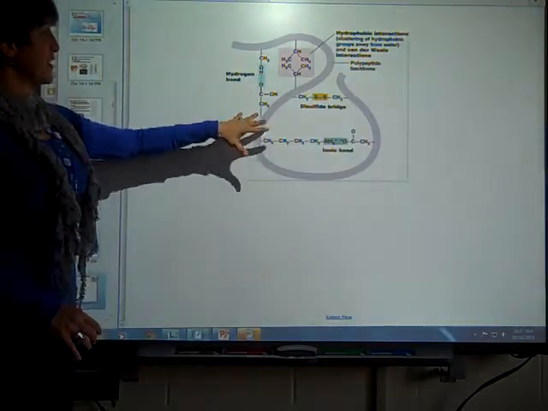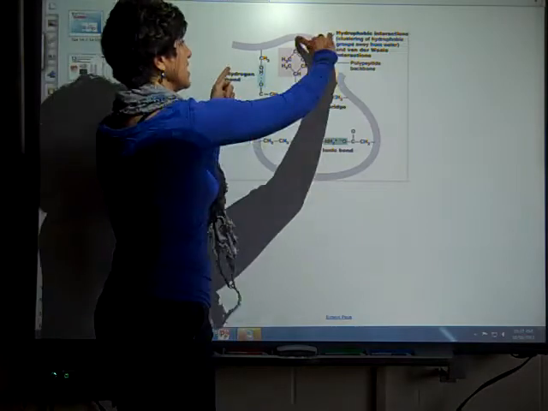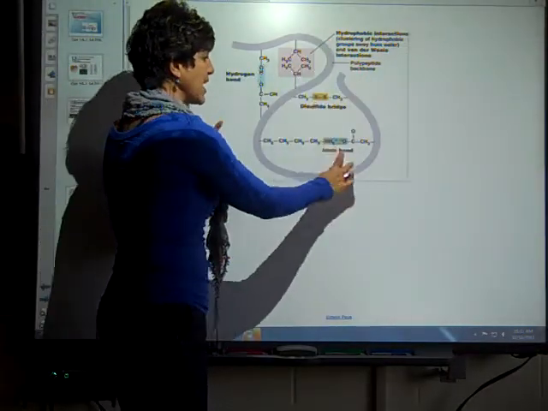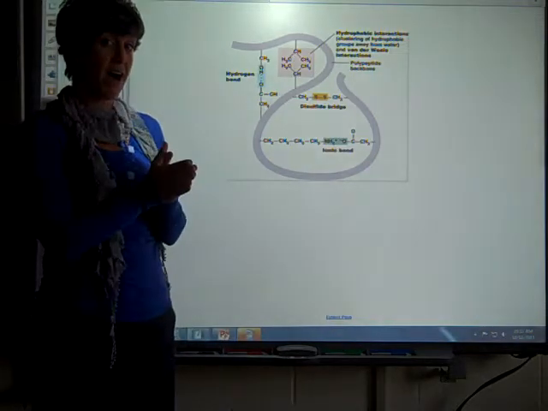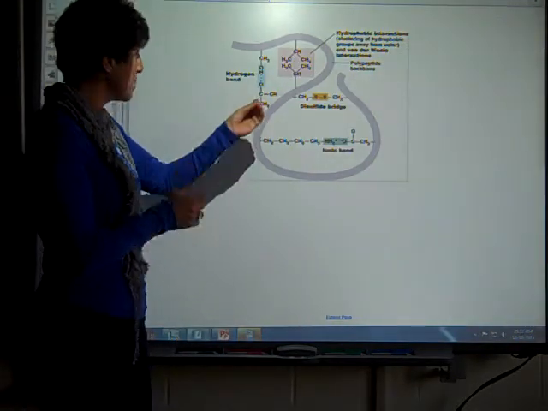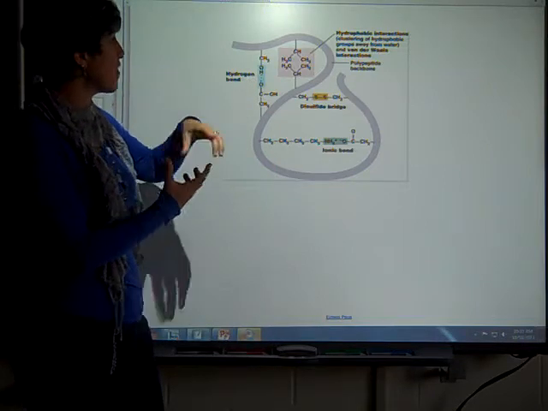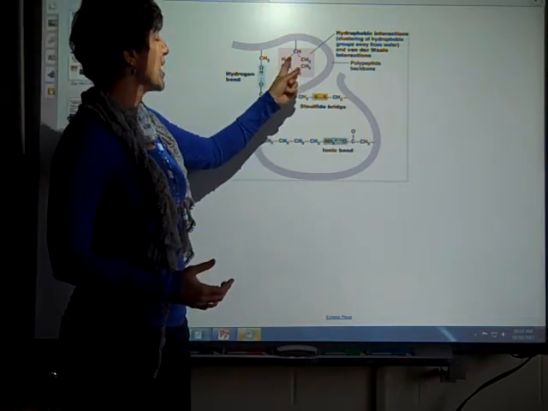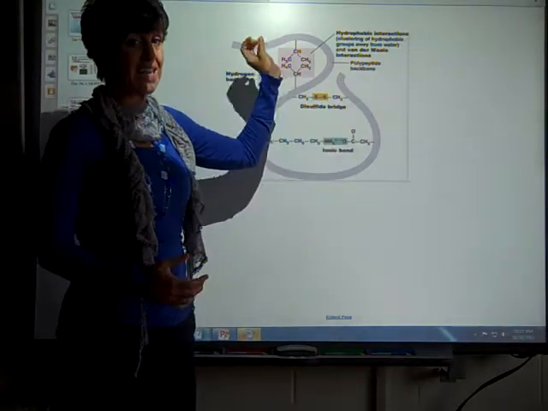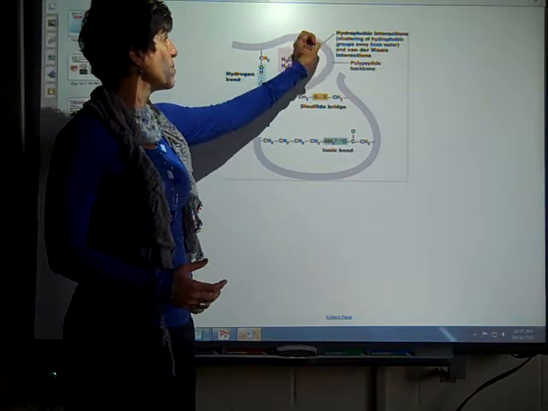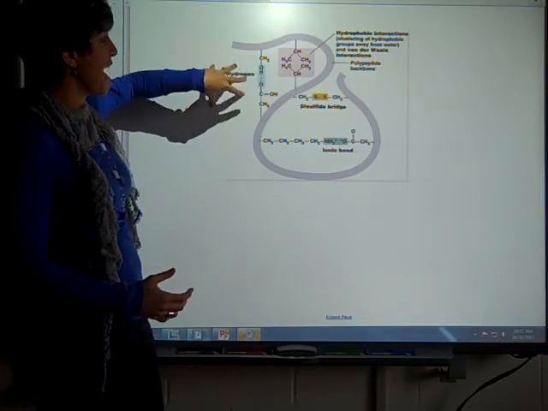This is an example. This is a picture. This is my polypeptide chain. Each of these are representing different R groups that come off of the amino acids in the chain. Here's a hydrogen bond forming. That's going to attract the molecules to each other. Here's a hydrophobic interaction. Like dissolves like. They both do not like water, so they're going to bend in towards the middle, and the water would be out here where the hydrogen bonds are.